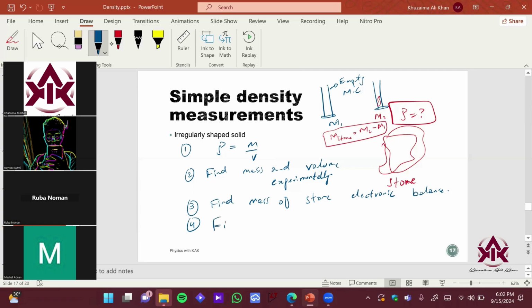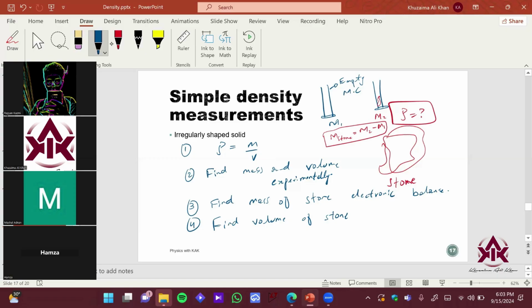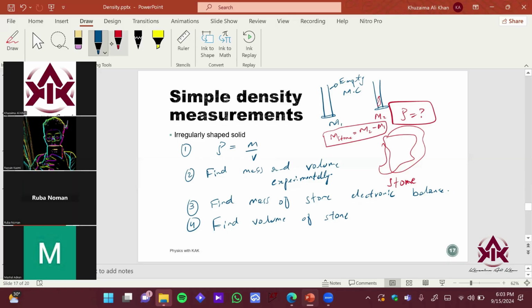Okay, so now I want to find the volume, right? Now how do I find the volume? I don't have any formula for it, it's an irregularly shaped object. How can I find volume now? Yes, Ryan. Sir, you put water in a measuring cylinder and measure the volume of the water, and then put the irregularly shaped object in, and the volume you get after that, you subtract the old volume from the new one. Okay, good. So we can find the volume of stone using the water displacement method, right?